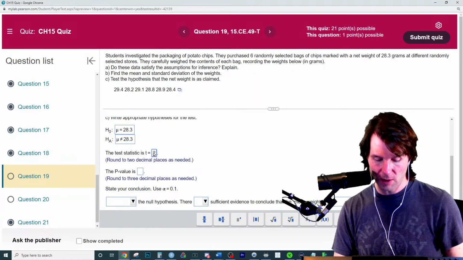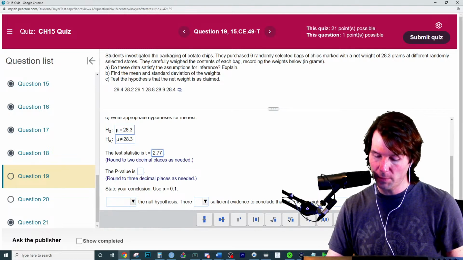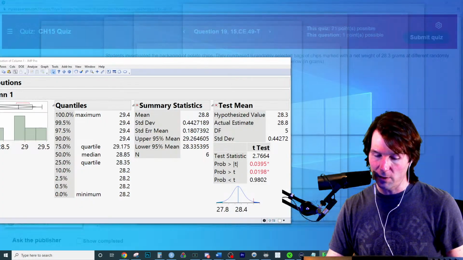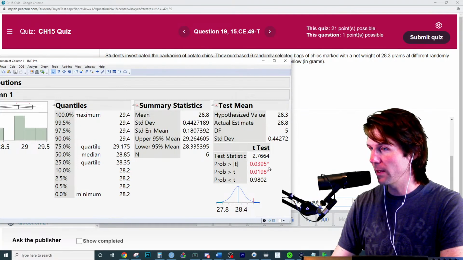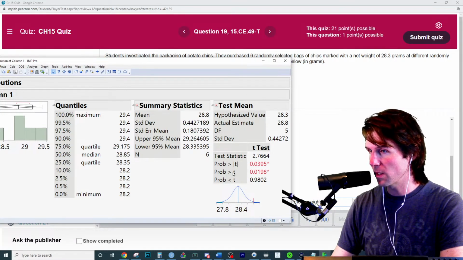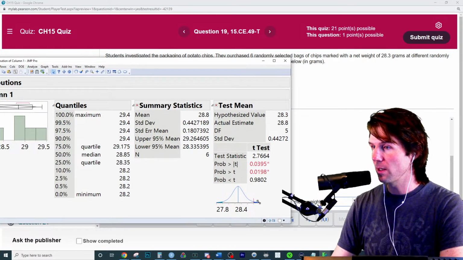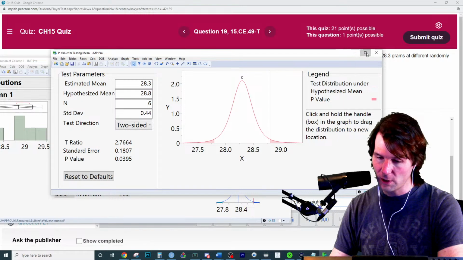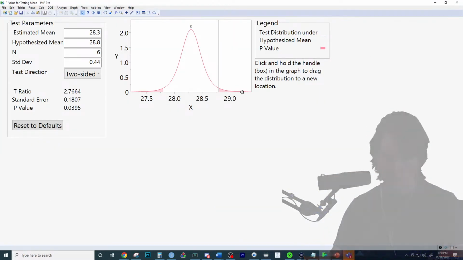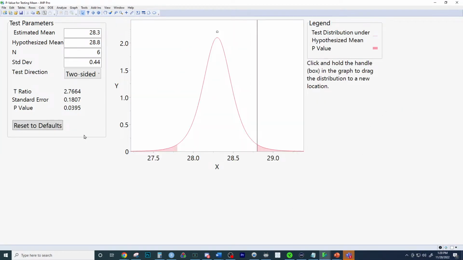And so how many decimals? 2.77 rounded up. And then the p-value for the does not equals is 0.0395. This is the does not equals. This is the greater than. This is the less than. The does not equals shades both sides right here. And just to show this, when you're doing your tests, you can actually do the p-value animation to see what the tests look like. So when you do, they added more to this.